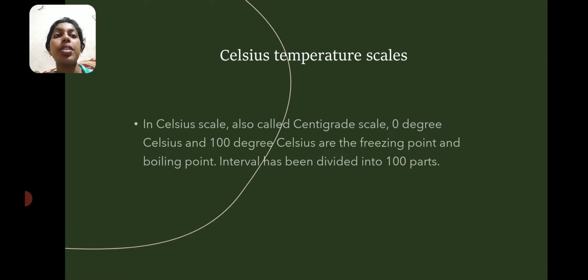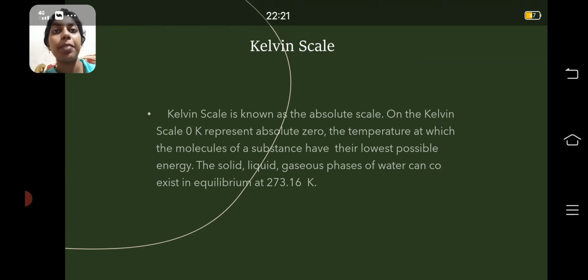Next one is Celsius scale. Celsius scale is also called the centigrade scale. 0 degrees Celsius and 100 degrees Celsius are the freezing point and boiling point. The interval has been divided into 100 parts. Celsius is written as degrees Celsius. For example, 20 degrees Celsius is read as 20 degrees Celsius. Celsius is also known as centigrade.